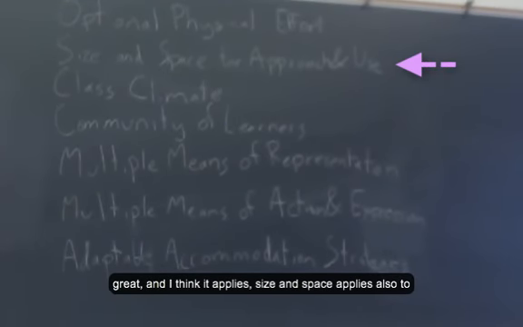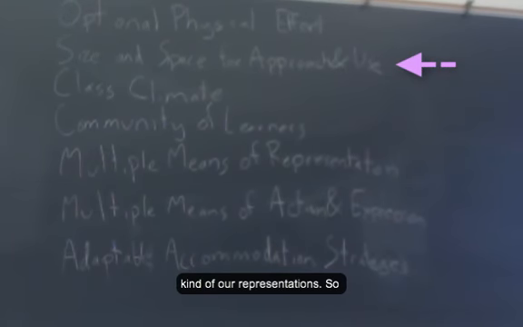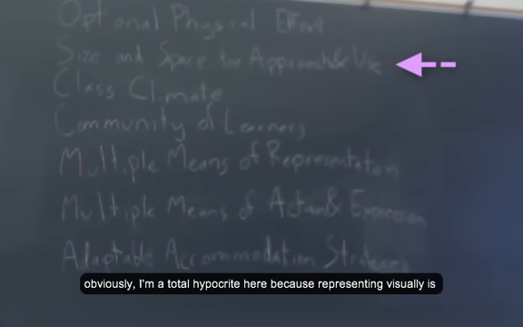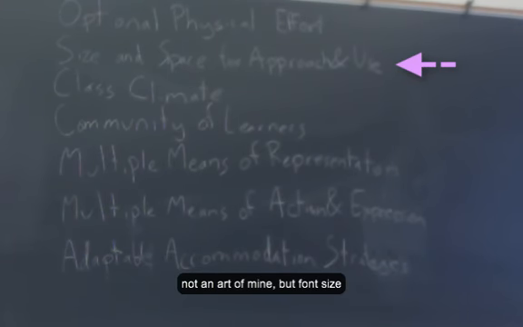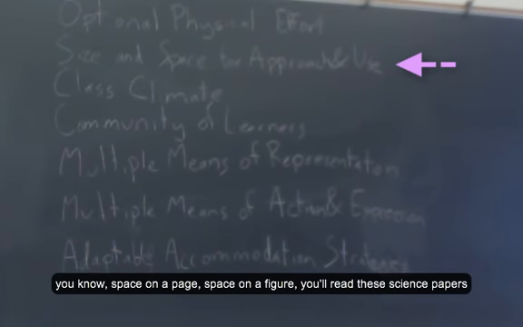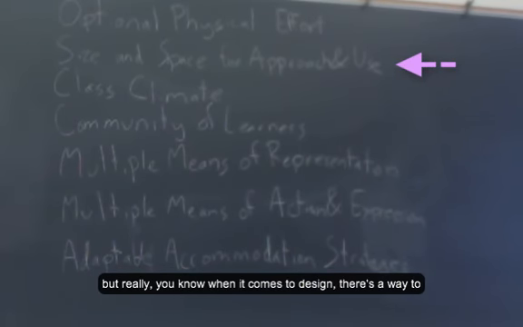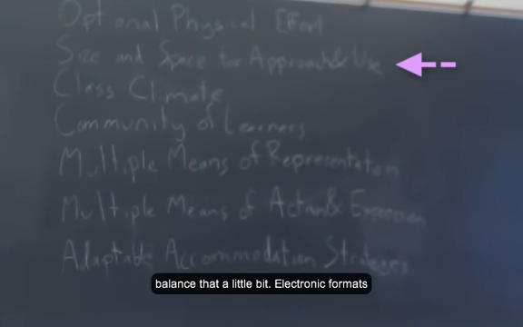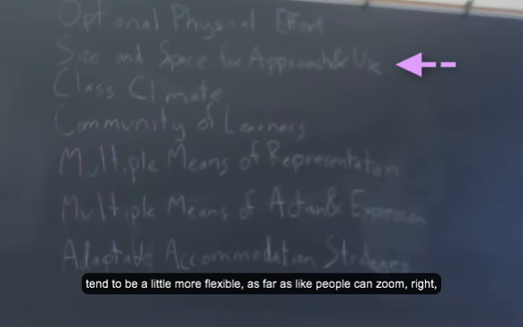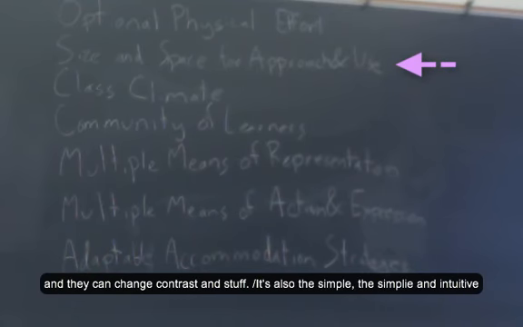So great, and I think it applies. Size and space applies also to kind of our representations. So obviously, I'm a total hypocrite here because representing visually is not an art of mine. But font size, space on a page, space in a figure. You'll read these science papers sometimes, and it's like, must cram so much information into a tiny page. But really, when it comes to design, there's a way to balance that a little bit. And electronic formats tend to be a little more flexible as far as people can zoom, and they can change contrast and stuff.